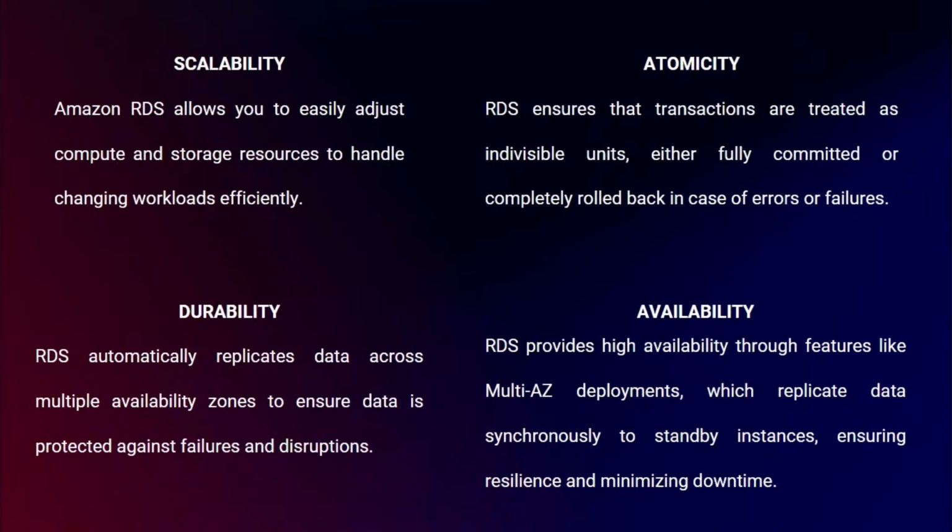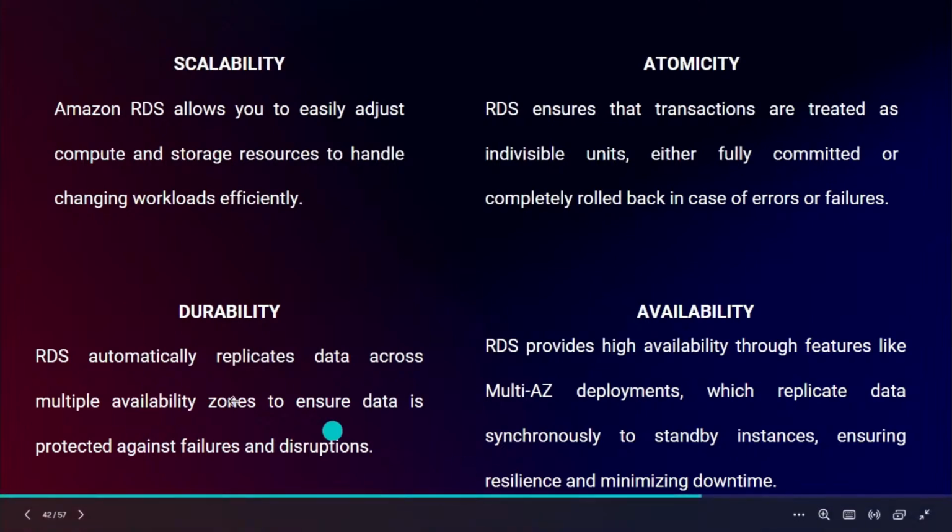So like we have discussed about the 11 nines, right? So it can be achieved. And regarding availability, RDS provides high availability through features like multiple availability zone deployments, which replicate data synchronously to standby instances. So they are connected through high redundancy and low latency, and they want to make it available all the time. So it's time for us to go hands-on.